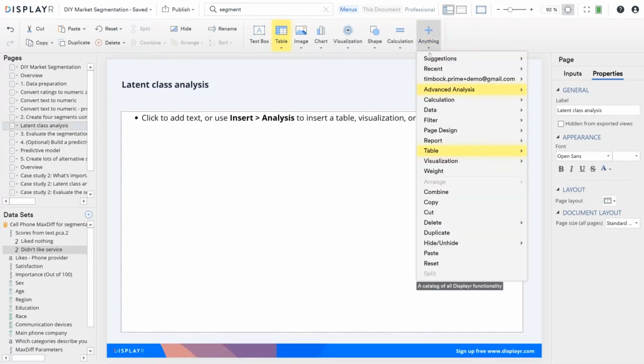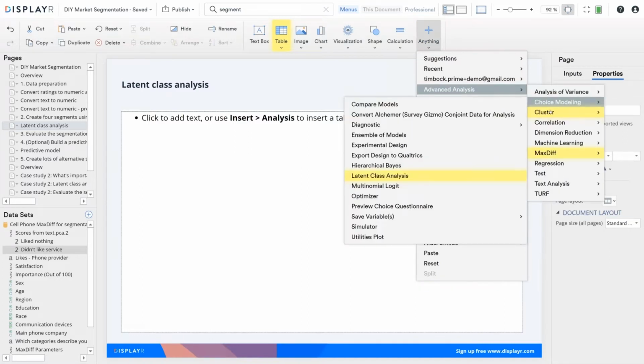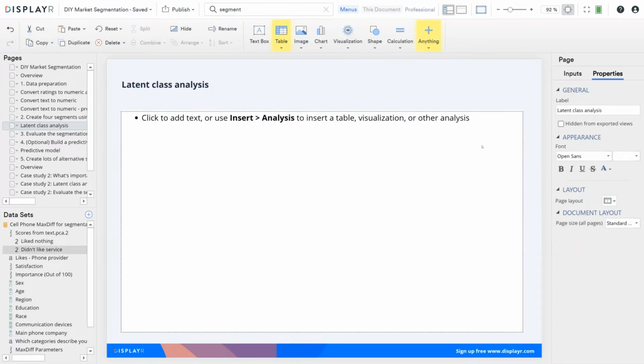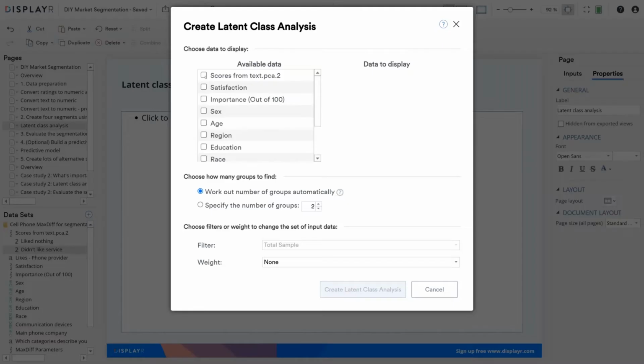We go into advanced analysis, into the cluster group, and we choose latent class analysis. We then have to select the data. I'm choosing the text data where we created those scores, the satisfaction, which we've already made numeric, and I've got some importance scores, and these are out of 100, showing how important people thought different attributes were. This actually comes out of a conjoint study, but it could just as easily have been rating scales, and I'll show you an example of rating scales a bit later.